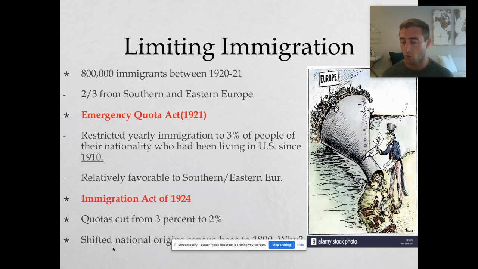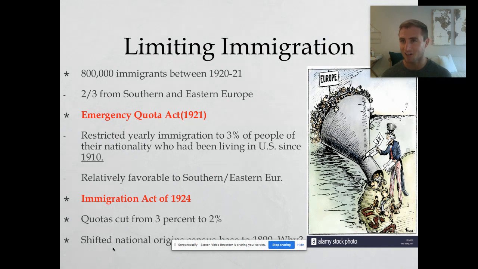Okay, when you have these high levels of immigration, you have these nativists calling for limits on immigration, and we do see 2 substantial laws when it comes to limiting immigration. The first one is the Emergency Quota Act. Now you can see those statistics. There were 800,000 immigrants coming in between 1920 and 1921. That's a huge amount of people coming in, and 2/3 of them are from Southern and Eastern Europe.